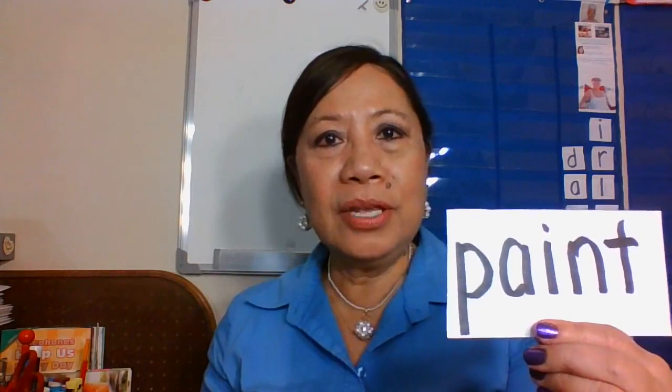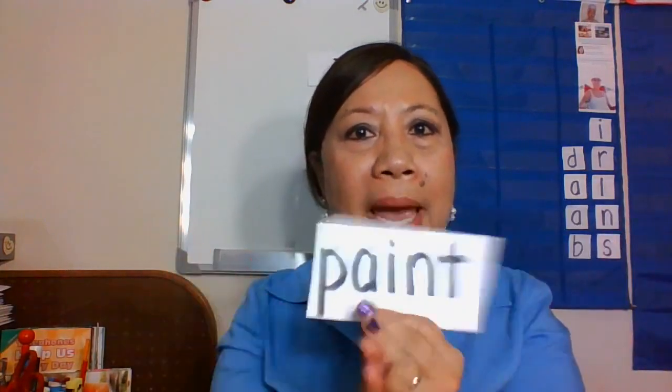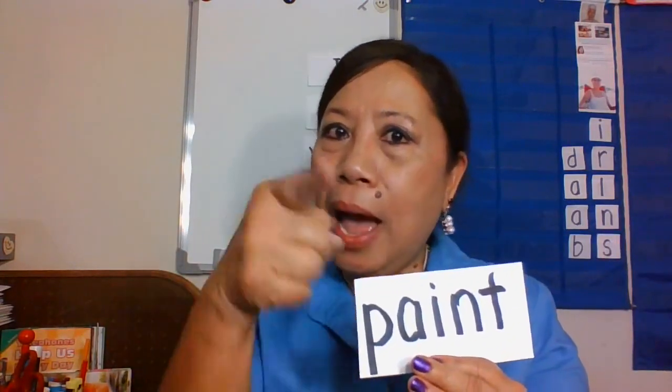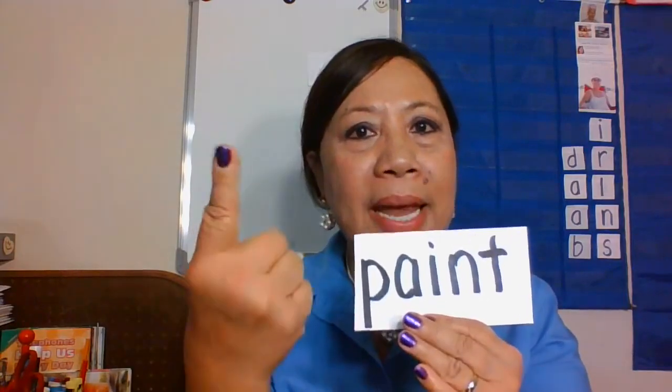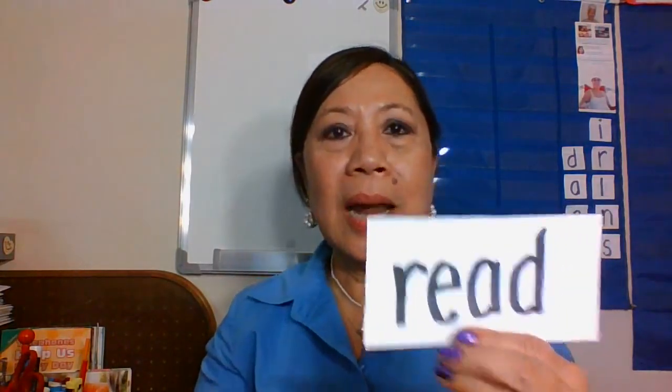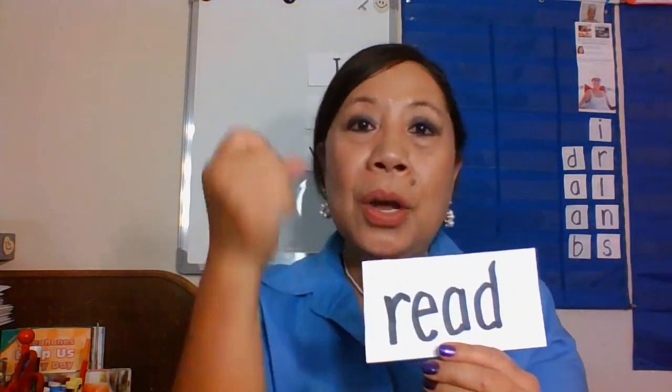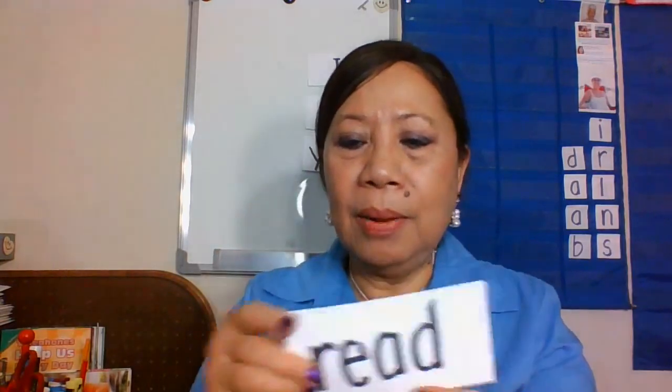All right. Next. Clap on this word. What is this word? Paint. I clap one time. How many times did you clap? Paint. Paint has one syllable. Good job. Next. Clap on this word. Read. Yes. Read has one syllable. Good job. All right. Now we are ready to look at our book.